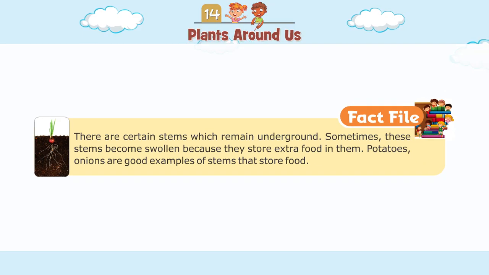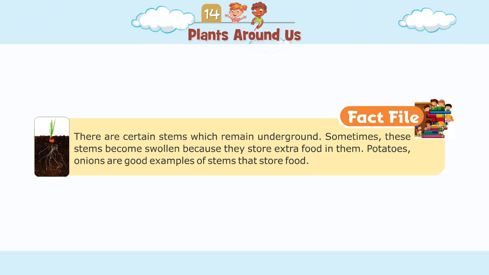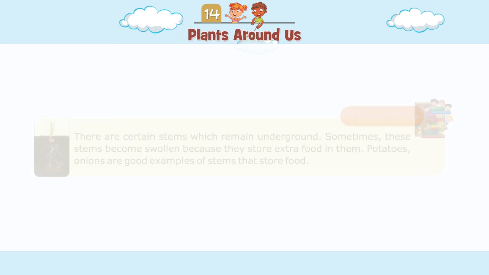Fact file. There are certain stems which remain underground. Sometimes these stems become swollen because they store extra food in them. Potatoes and onions are good examples of stems that store food.